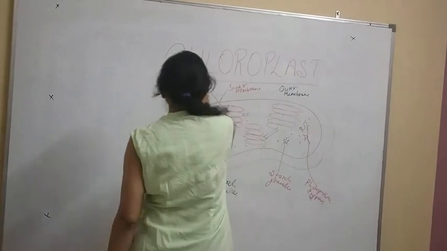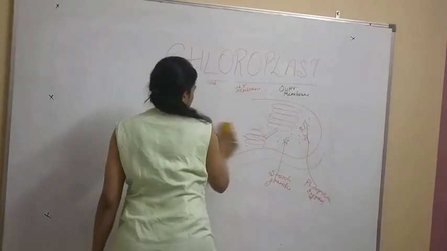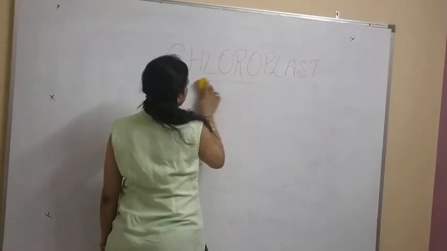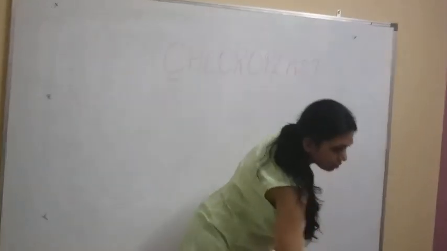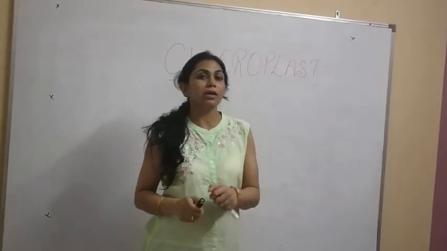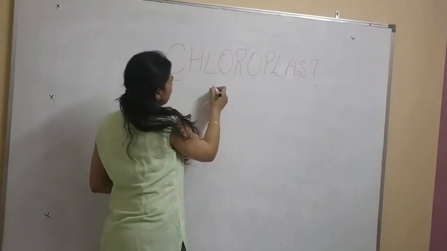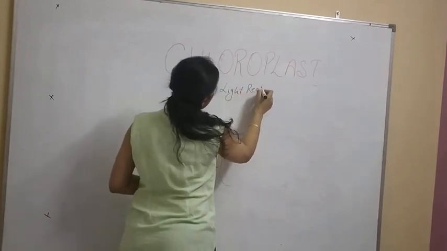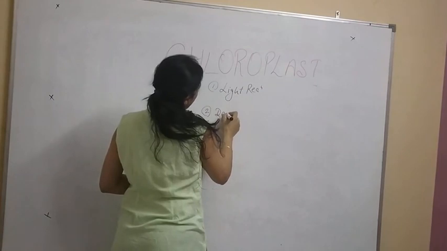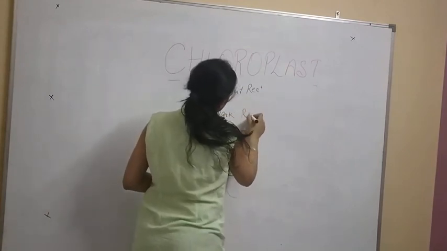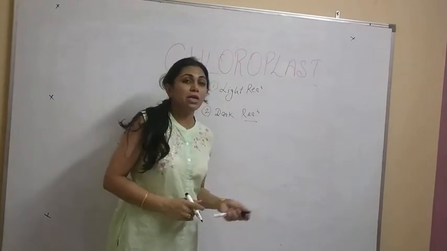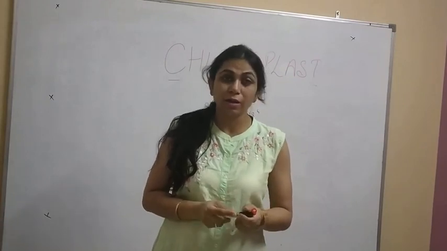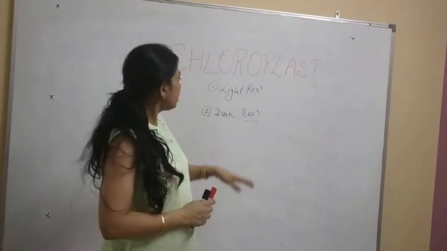Now, how does this process take place? How does photosynthesis take place in plants? In photosynthesis, there are 2 phases. One is the dark reaction and another is the light reaction. First is the light reaction. Now what is the difference between these 2 reactions? Normally people say the reaction which happens in the presence of light is the light reaction, and the reaction which takes place in the absence of light is the dark reaction. No, this is not the case. This is wrong.